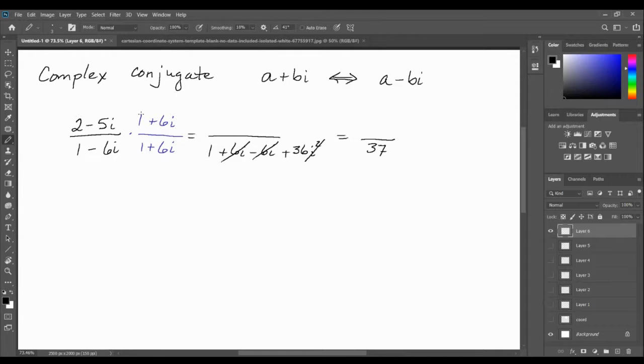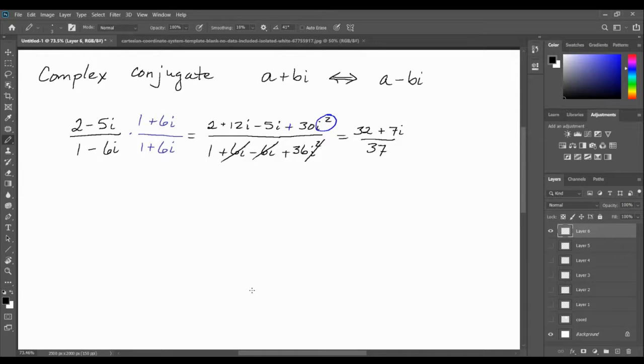In our numerator, we've got first, 2 times 1 is 2. Outside, 2 times 6i is 12i. Inside, negative 5i times 1 is minus 5i. And last, we've got negative 30i squared. Once again, the i squared basically just changes the sign of that term. So now we've got 2 plus 30, which is 32. 12i minus 5i is plus 7i.